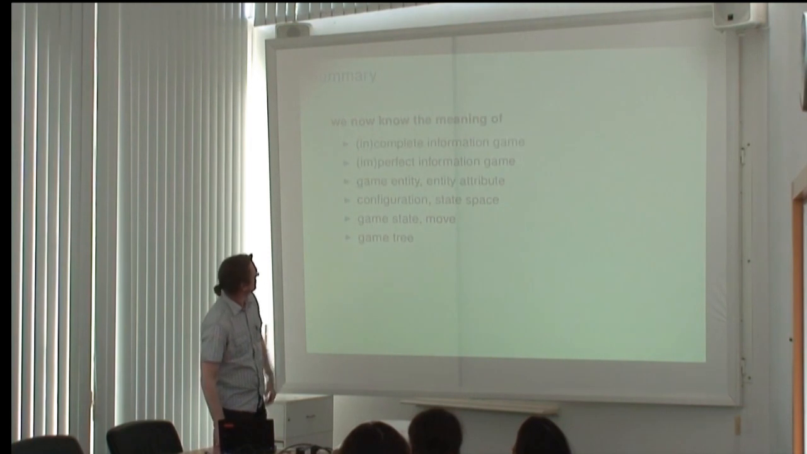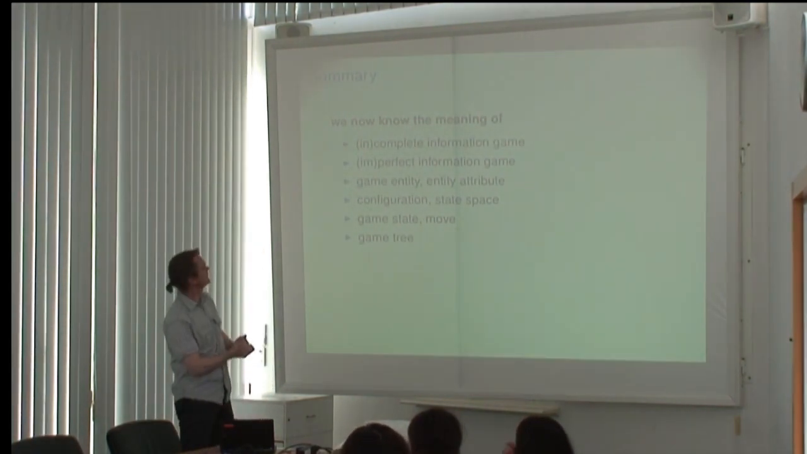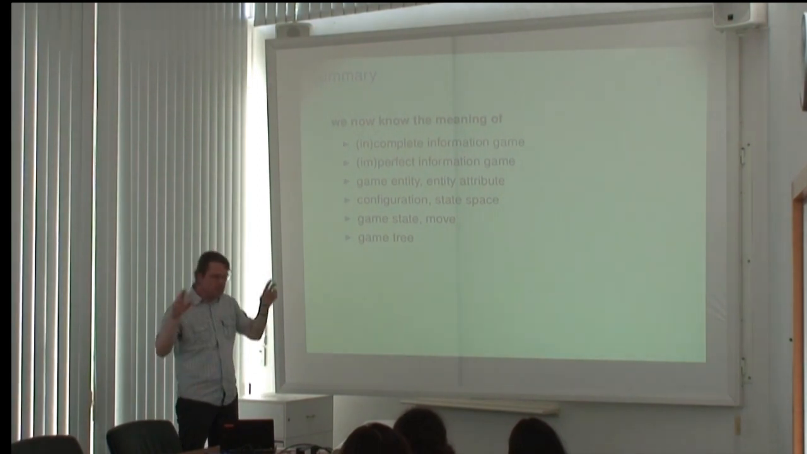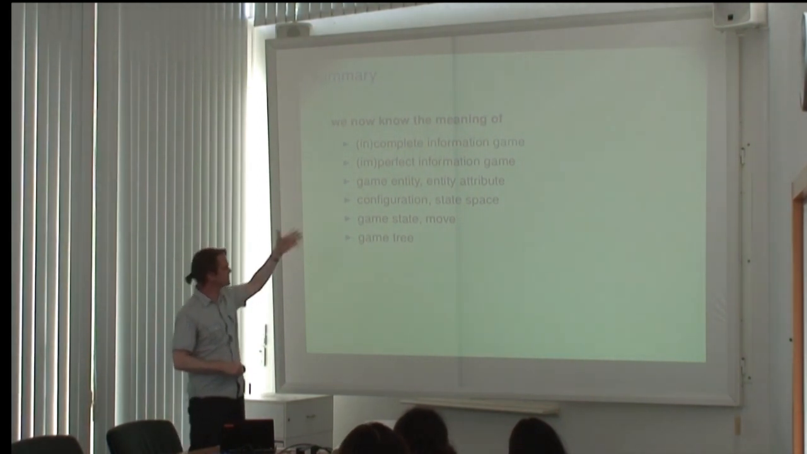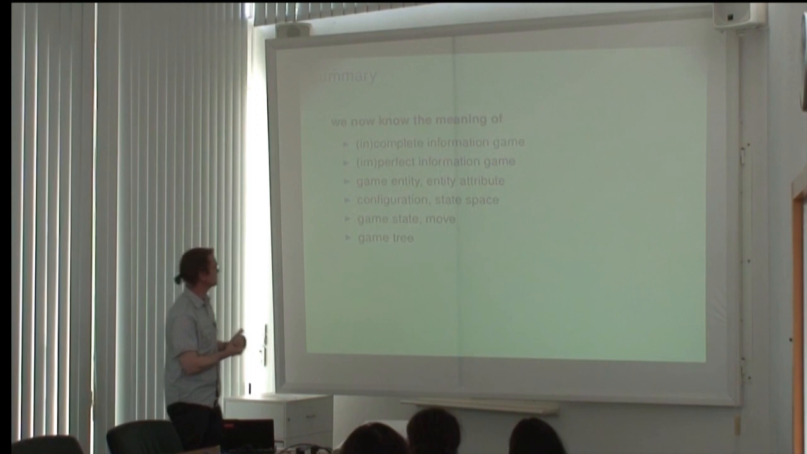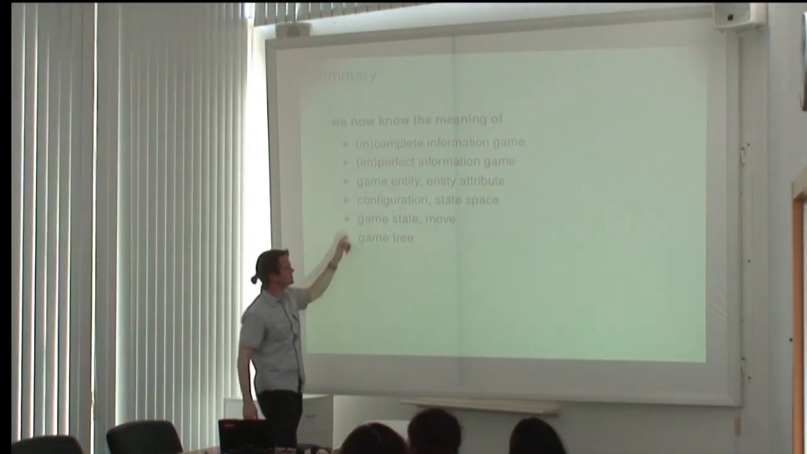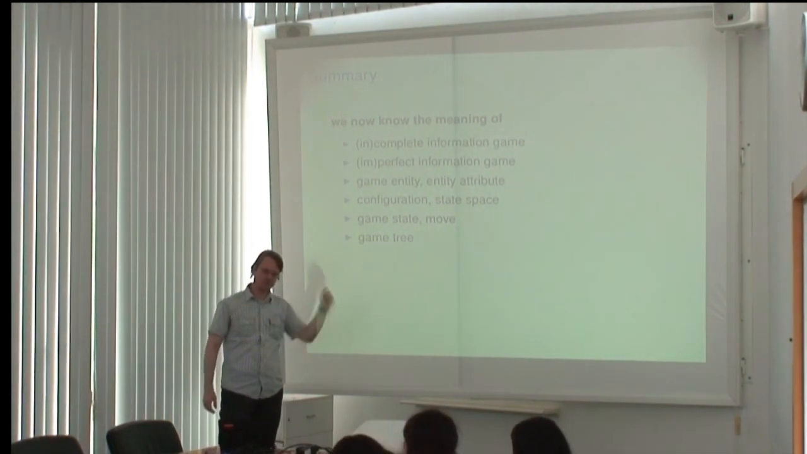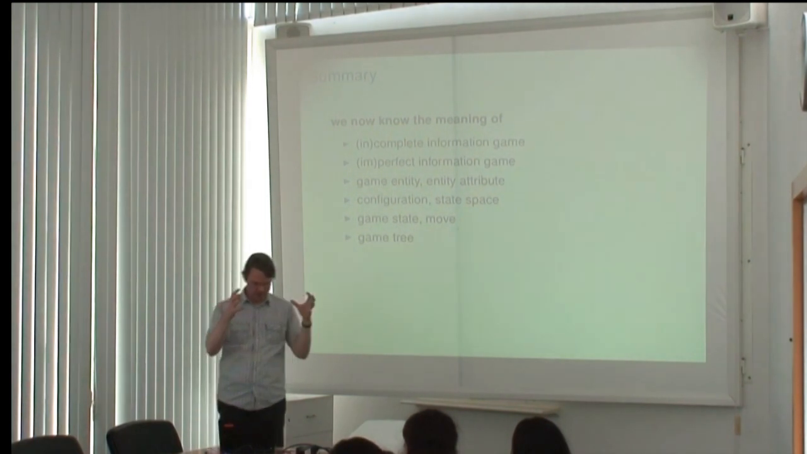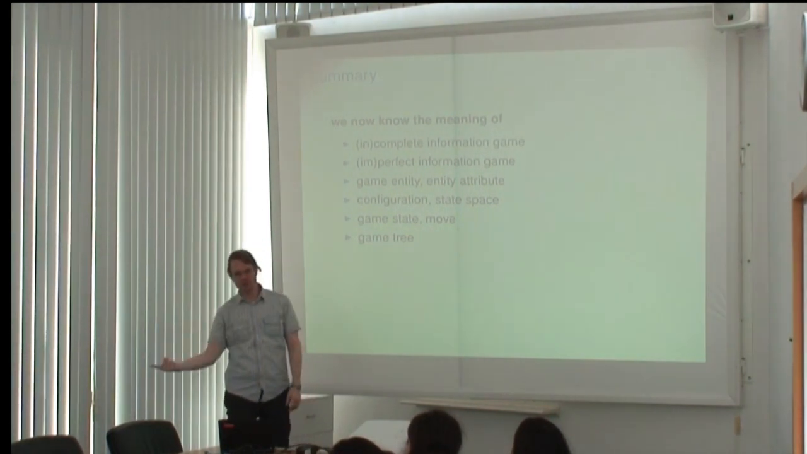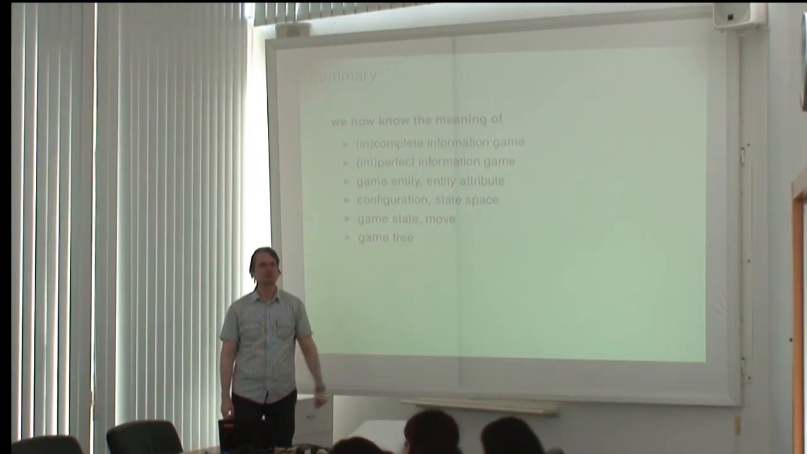So this is what we have learned today. We know the notion of an incomplete information game. We have seen the notion of an imperfect information game. We have seen the ideas of game entities and entity attributes. We saw the idea of a configuration and the state space, which is not related to the game state. But we saw that a game state is a valid configuration. We saw that a move is something that takes a game state as input plus an action that complies with the rules of the game and produces a new game state. And we have seen the notion of game trees.